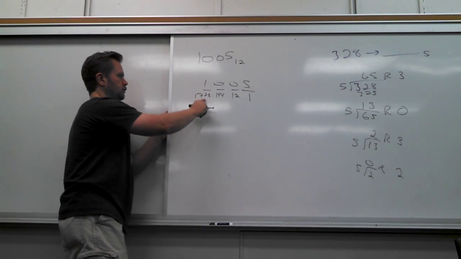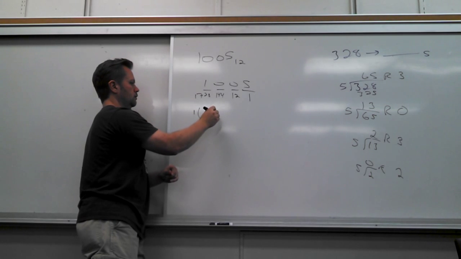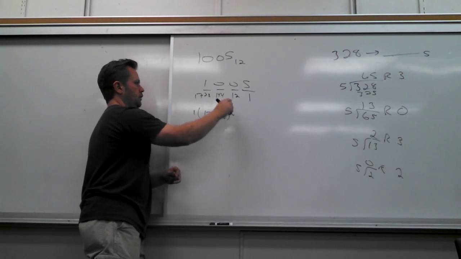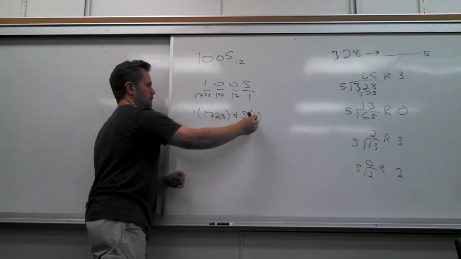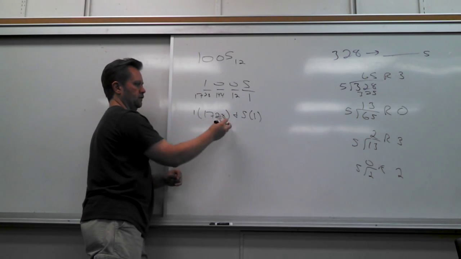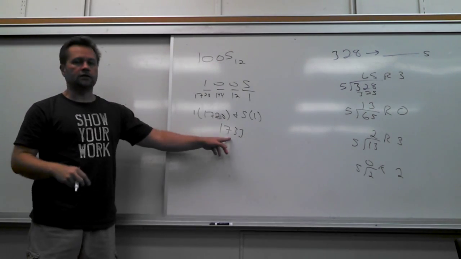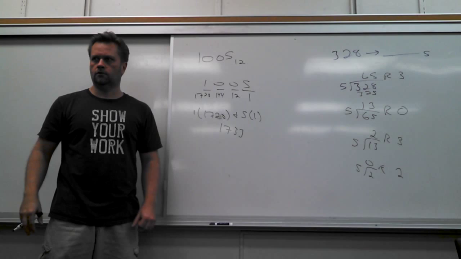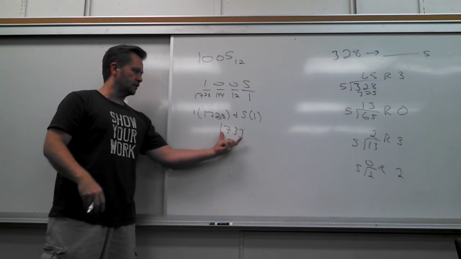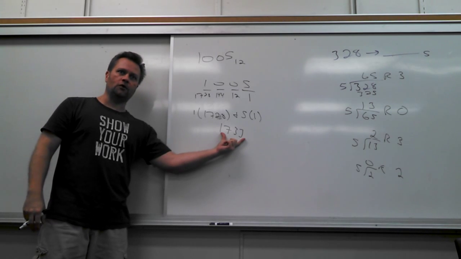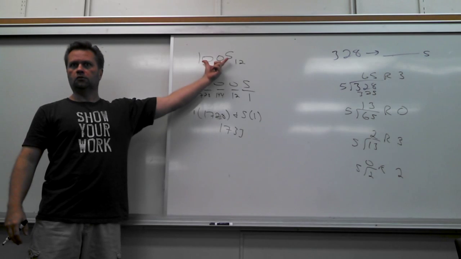So let's see. How many 1728s do I have? 1. So I got 1 1728 plus none of these, plus none of these, plus 5 of these. So it's 1728 plus 5, 1733. So that represents 1733 base 10. So if we had 12 fingers, we would represent the idea of 1,733 with these numerals here.